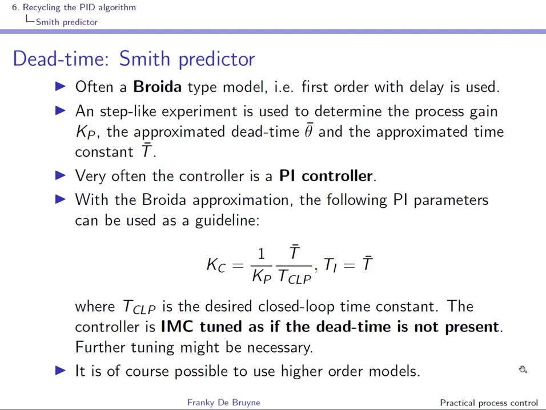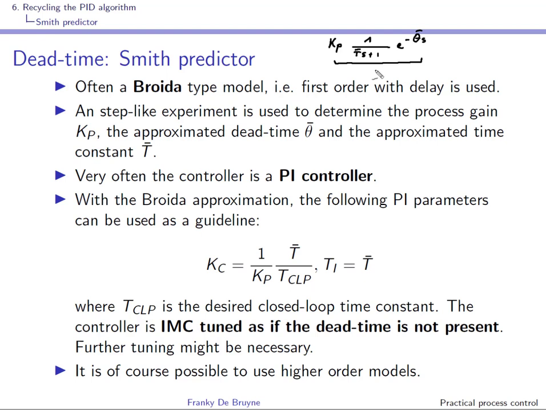When implementing a Smith predictor, very often a Broida type model is used. You can use a step experiment and then approximate the response by that of a first order system with delay, and then you obtain this Broida model Kp 1 over T bar S plus 1 exponential of minus theta bar S. And this is this graphical approximation method that we have seen in the section on process behavior.